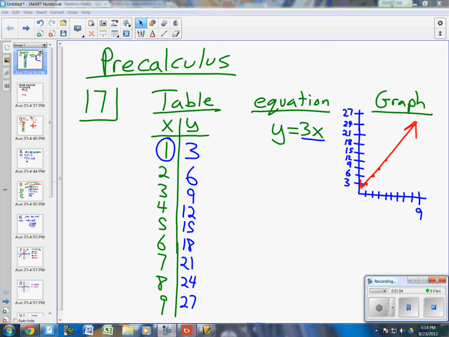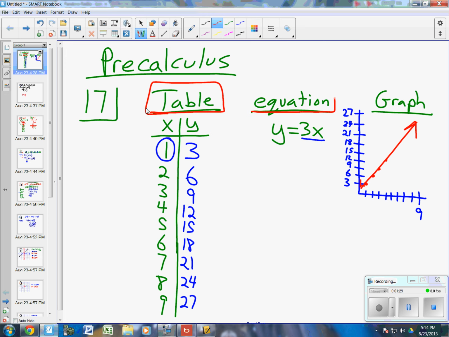What we're going to do is I'm going to do a couple of problems on this assignment that will help you out. I'm going to start off with number 17. The instructions for 17 say, write each relation as a table of values and as an equation. So I've written up here table, equation, and it wants us to graph it as well. So we're going to do all three things: write a table, graph, and equation.